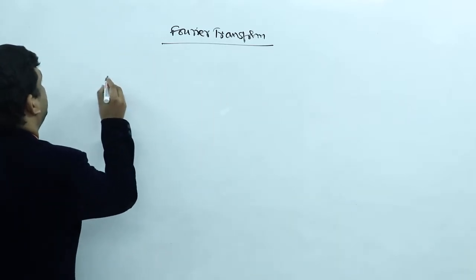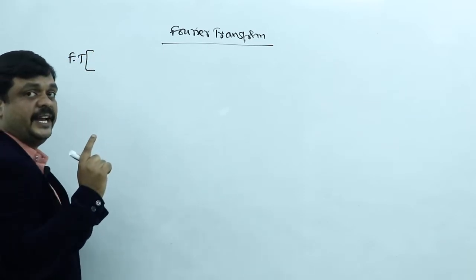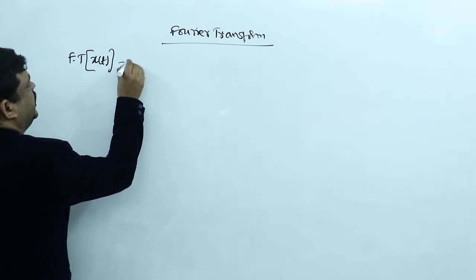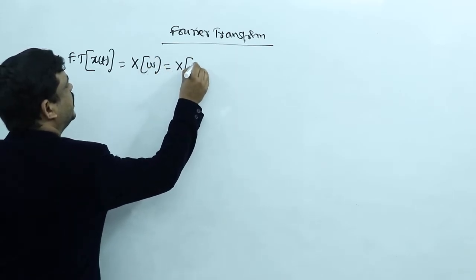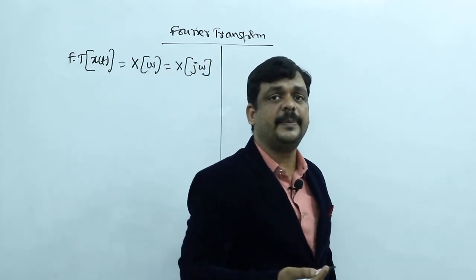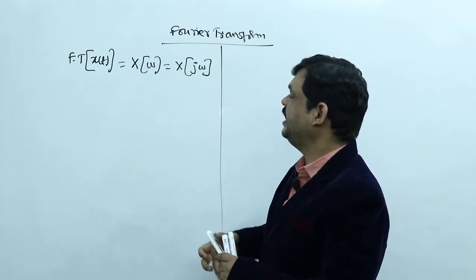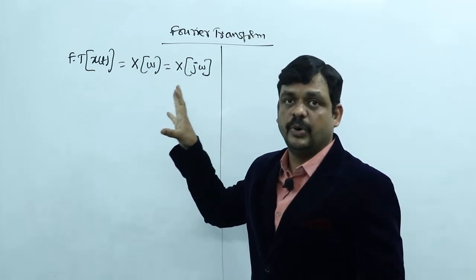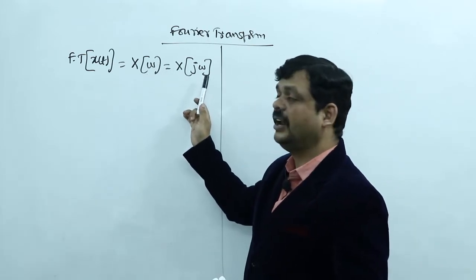Now I am writing one standard equation. Fourier transform of x of t; I am writing FT, it explains the Fourier transform, right? So Fourier transform of x of t is x of omega, or sometimes we can write x of j omega. Either representation, x of omega or x of j omega, both are the same. Every time writing j is difficult, so from now on we prefer this representation, but the equation and everything is the same here.